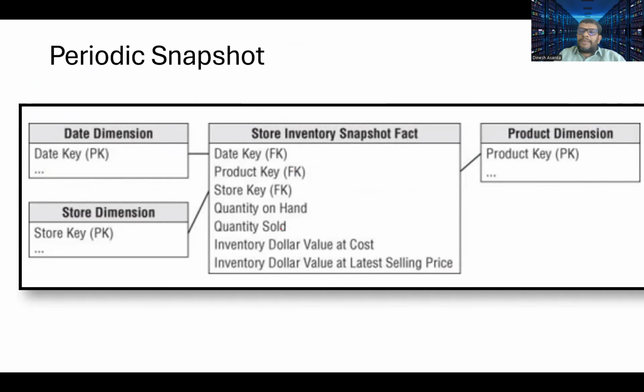The next one is the periodic snapshot. That is, it's not as and when you get the transactions, but a snapshot, such as month end. This one is month end, and these are day end inventory snapshots. At the end of the day, for this particular product and this particular store, this many quantities are in hand, these are the quantities sold for that entire day, the cost, and the latest selling price. So you have one record per day, per store, per product.